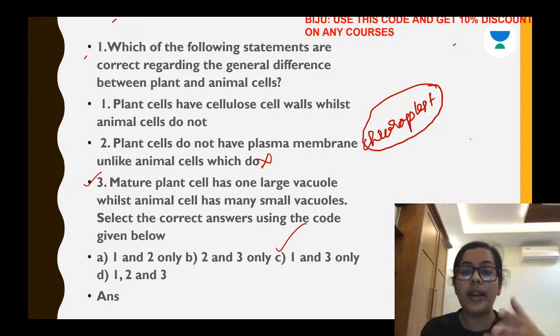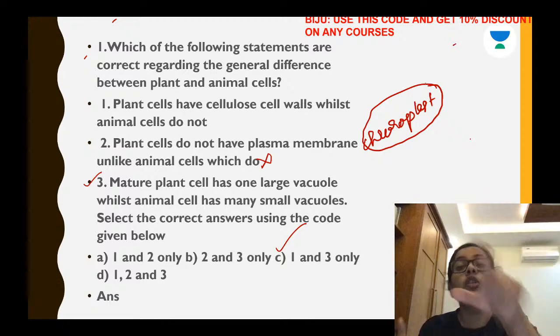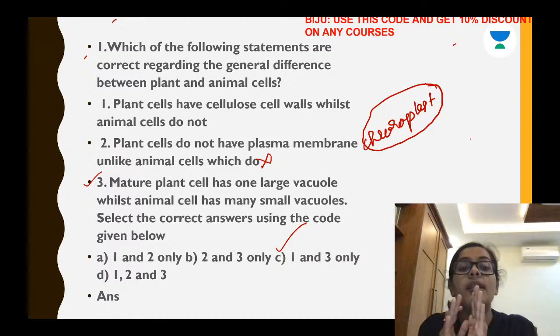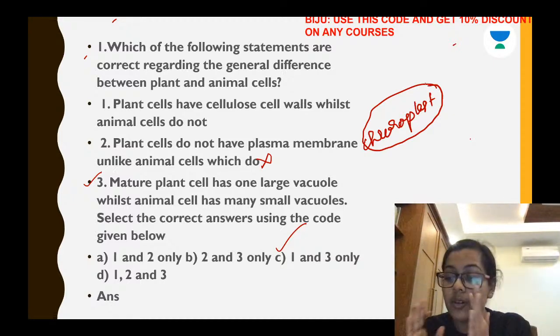So plant cells have the mitochondrial part, and plant cells also have the chloroplast part in addition to the mitochondrial part, whereas animal cells do not have a chloroplast.